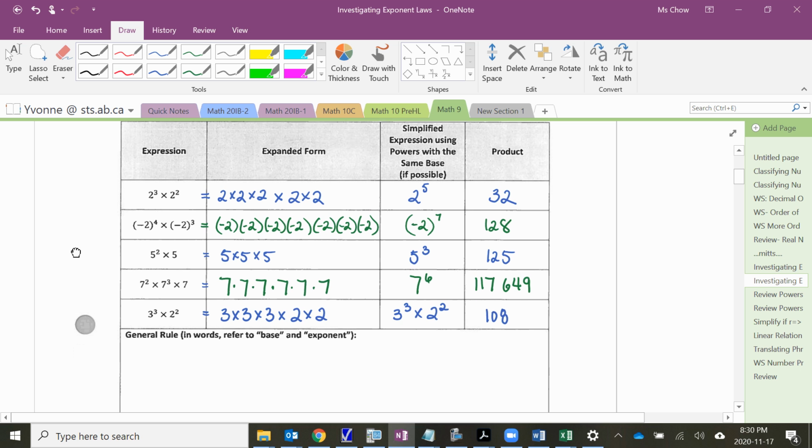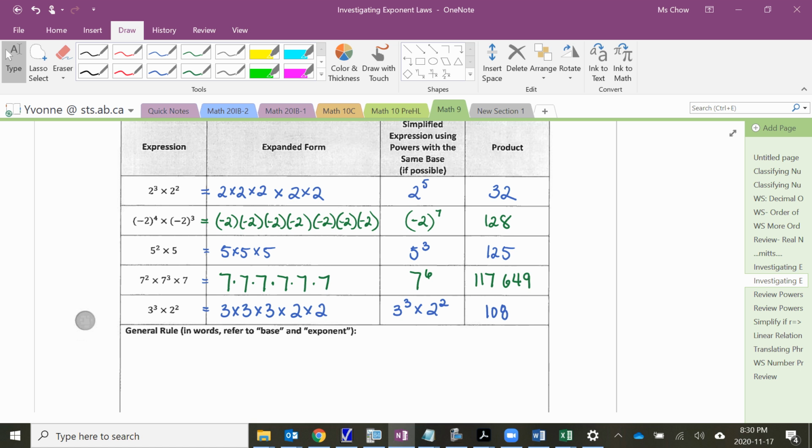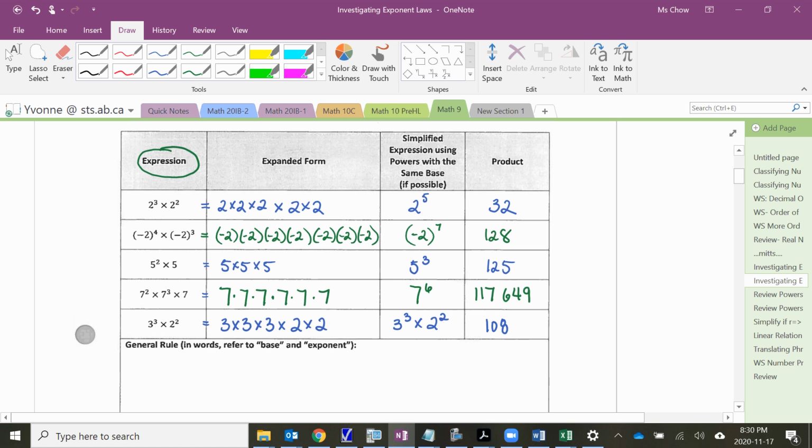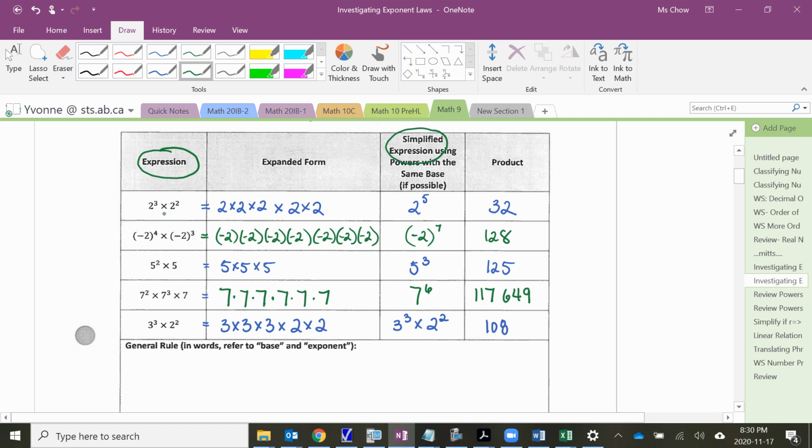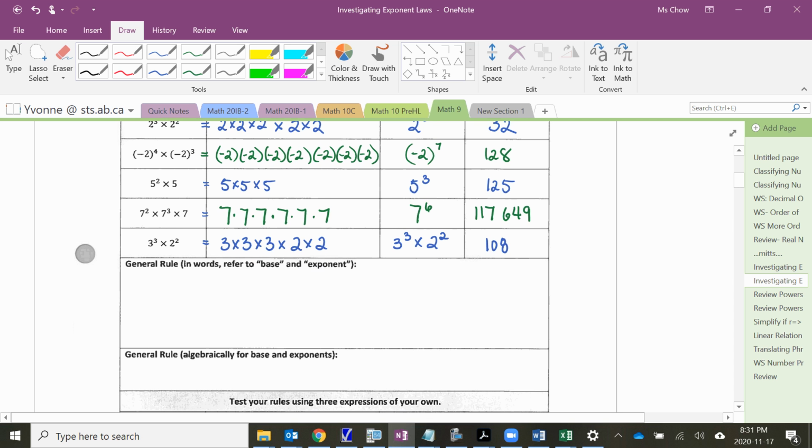And so our goal is, how do we get from our expression and end up with a simplified expression? So if I see 2 cubed times 2 squared, how do I know it's 2 to the 5th? If I see negative 2 all to the 4th times negative 2 all cubed, how do I know it's negative 2 all to the 7th? And so on. So take a moment, hit pause, and see if you can create a general rule. Be specific with your math terminology using base and exponent, and you're going to talk about it in words.